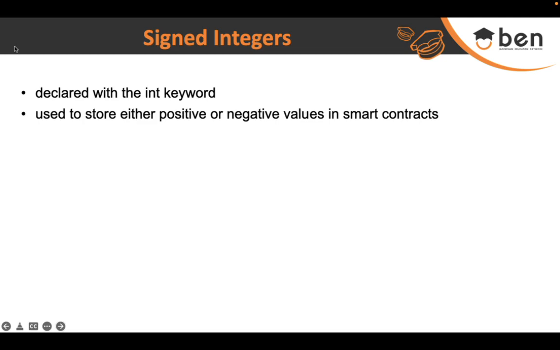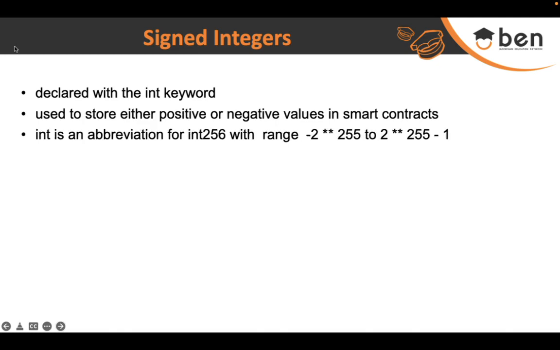So for now, signed integers means that you can store either positive or negative values in your smart contracts using this. And what is the keyword used to store this data type? It is the int data type. Again, int is an abbreviation for int256, and it has a range of -2 raised to the power 255 to 2 raised to the power 255 minus 1. Now this may sound a little confusing, so let me give you a background for this.